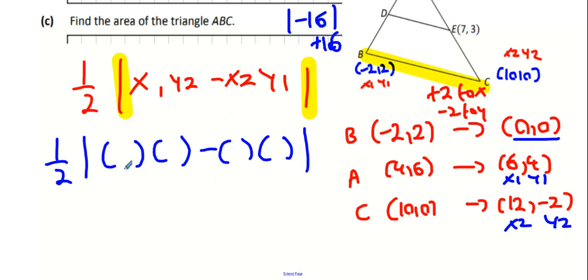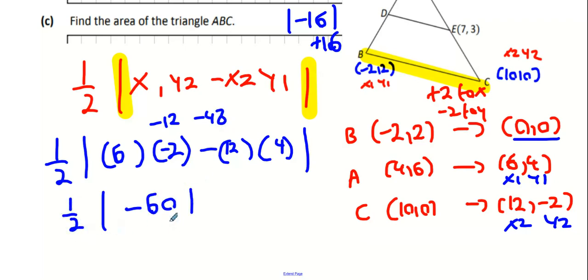So we're going to go for 6 multiplied by minus 2, and then we're also going to have 12 multiplied by 4. Okay, so that's going to be minus 12 minus 48. It's going to be minus 60. And half of minus 60, now this 60 can't be negative, so it's going to be plus 60. Half of 60 is 30.